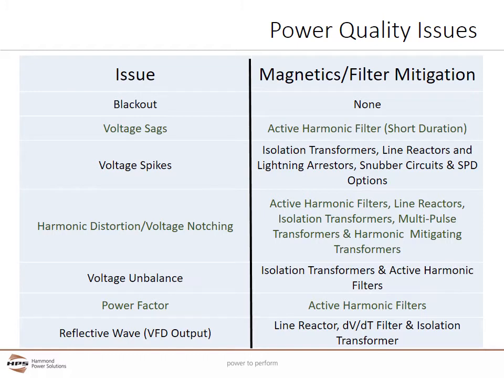Please take a few seconds to review this chart to familiarize yourself with some of the common products, including line and load reactors, drive isolation transformers, active harmonic filters, DV/DT filters, harmonic mitigating transformers, and options such as lightning arresters, snubber circuits, and surge protective devices.